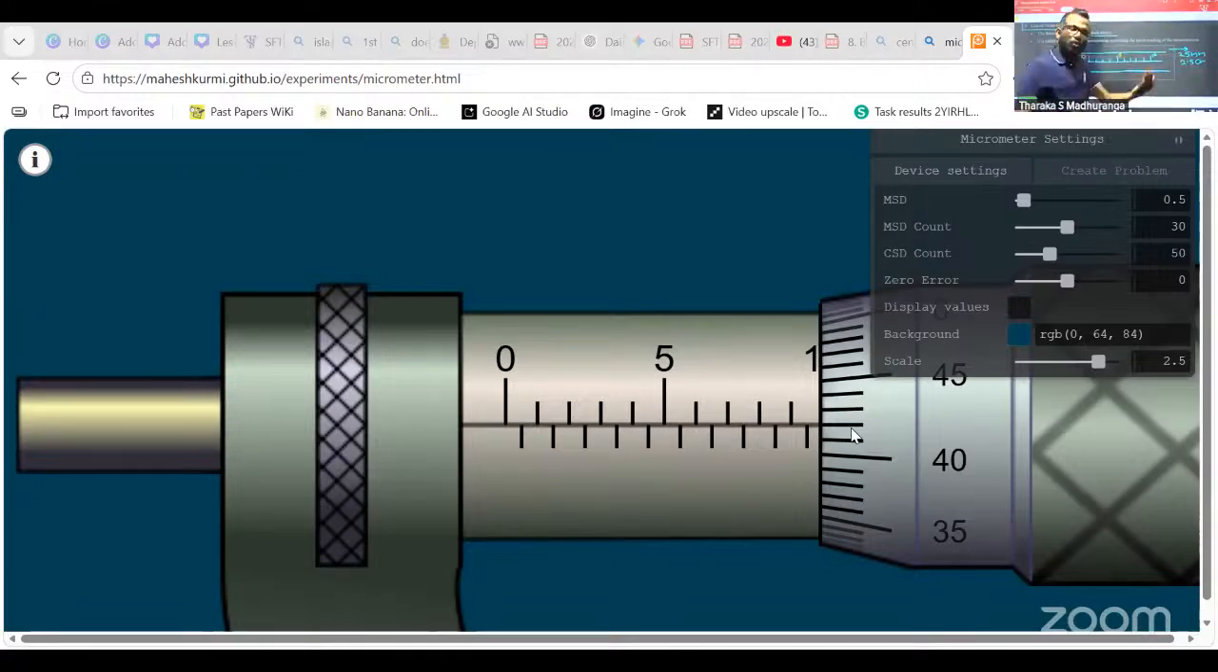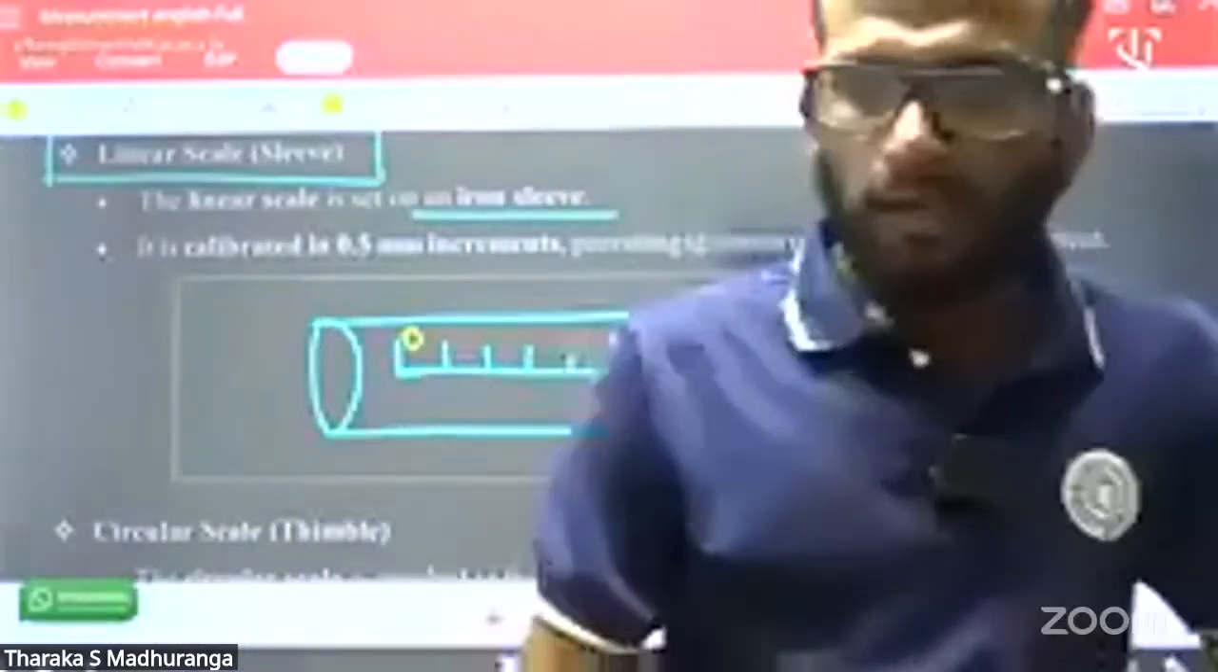Then what are the lower side values? යටට තියෙන්නේ මොනවද? Okay, they are the parts.